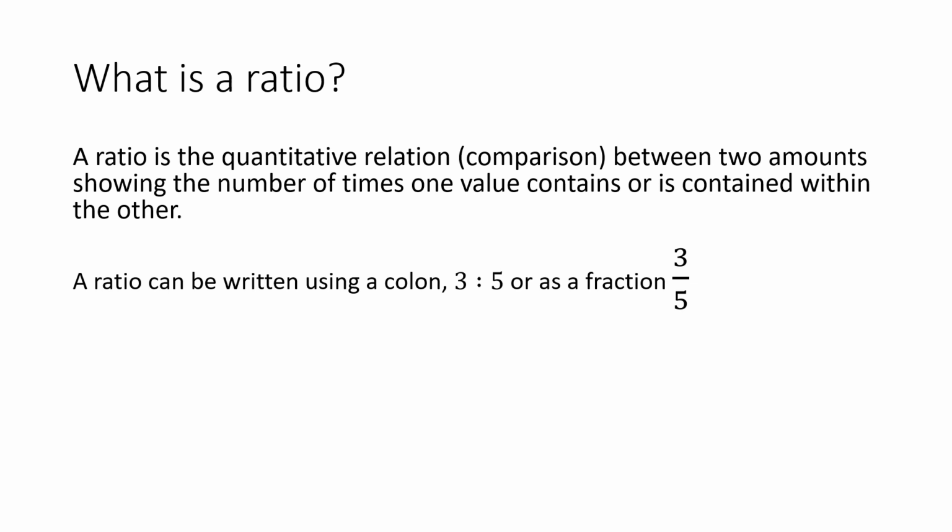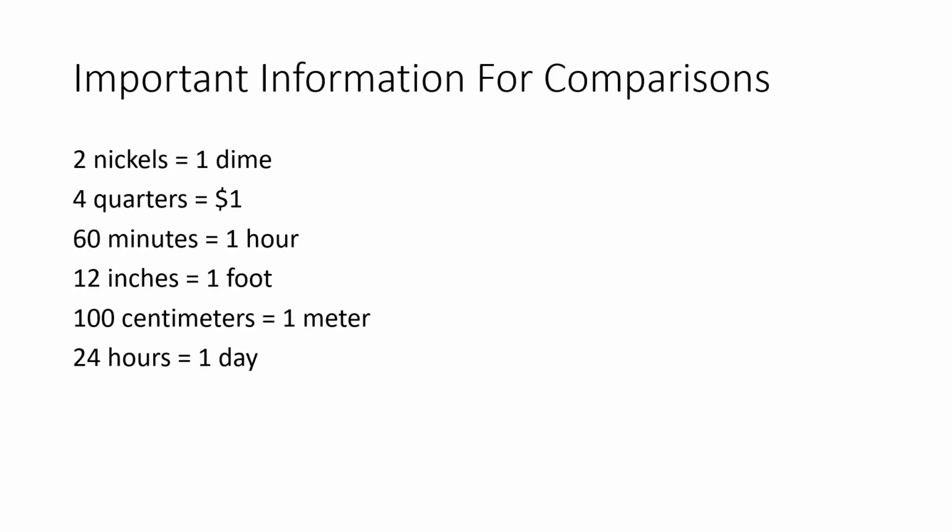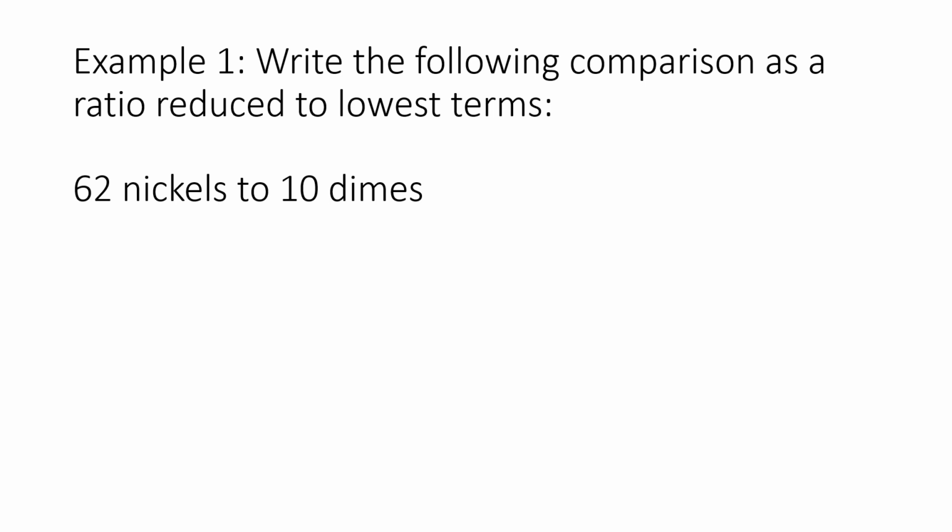A ratio can be written using a colon, like as seen here, 3 colon 5, or as a fraction, 3 over 5. I'll be writing my ratios as fractions. While we're working through some ratios, there is going to be some important information that you need to know for comparison purposes. So I would encourage you to write these equivalencies down.